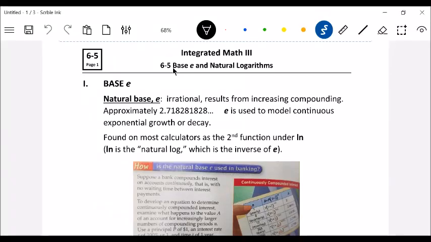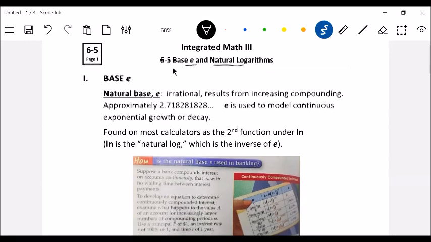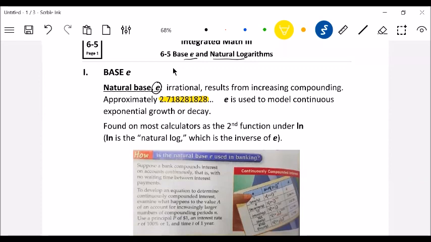Welcome. Let's take a look at base e and natural logs. So the natural base, or e, is an irrational number that comes from increasing compounding. This is approximately what it is: 2.71828, and so on.